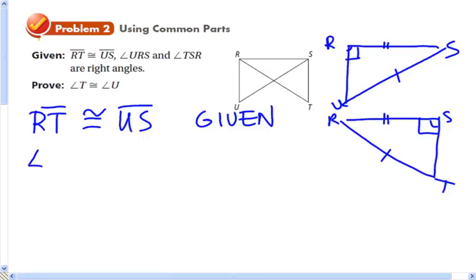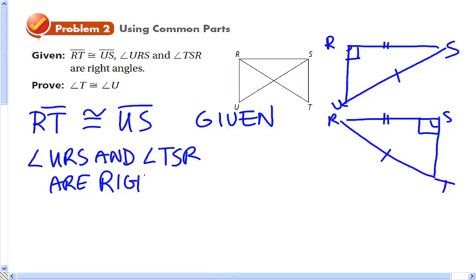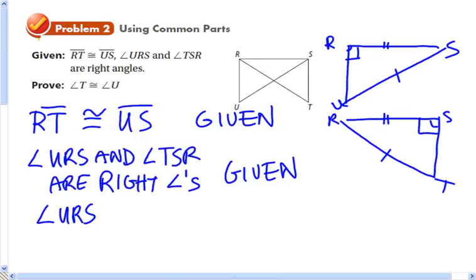So our other given is that angle URS and angle TSR are right angles. It's given. And we have angle URS then is congruent to angle TSR. And that's because all right angles are congruent.